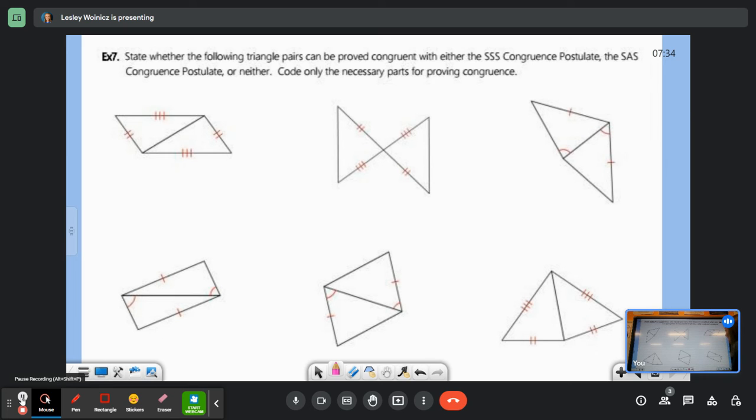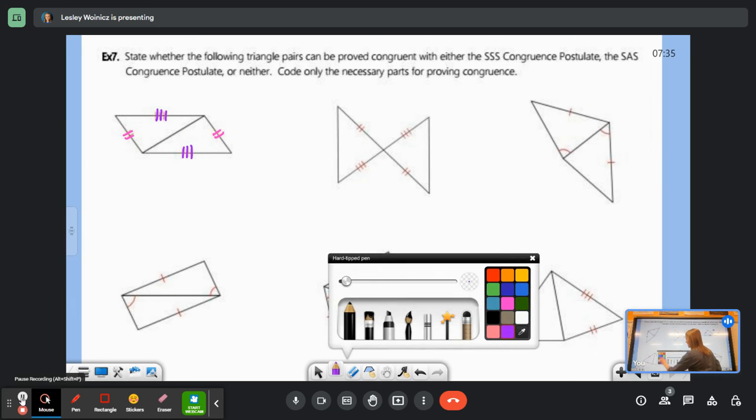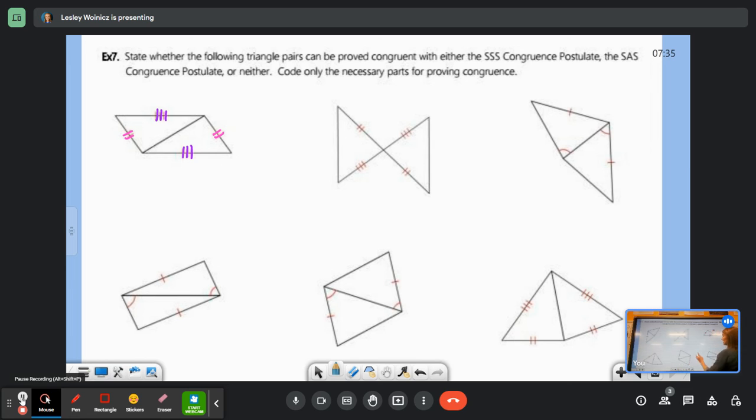So, looking at my first pair, I have this side and this side congruent. I just need a third side congruent, and I can say that these triangles are congruent by SSS. And fortunately, they share a side. This side is congruent to itself by the reflexive property of congruence.